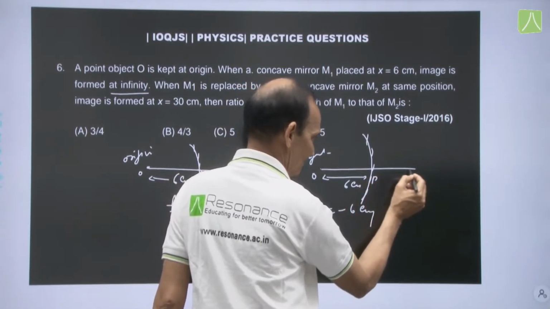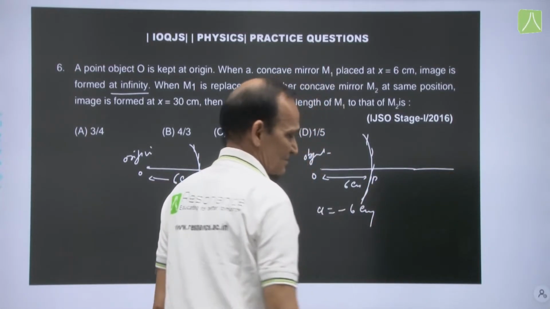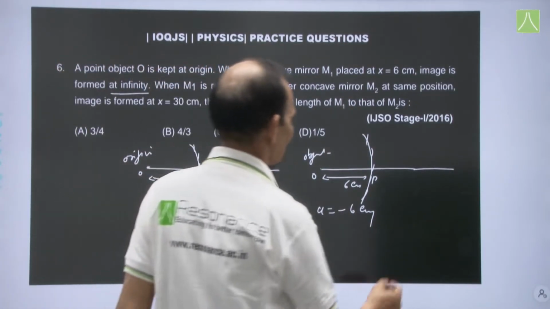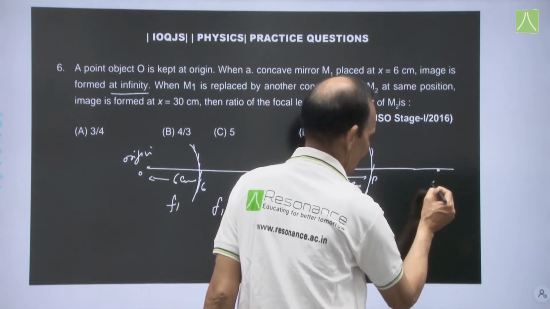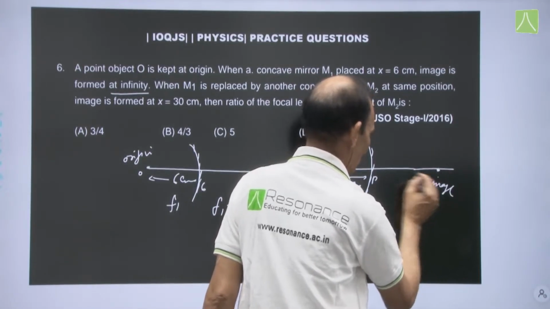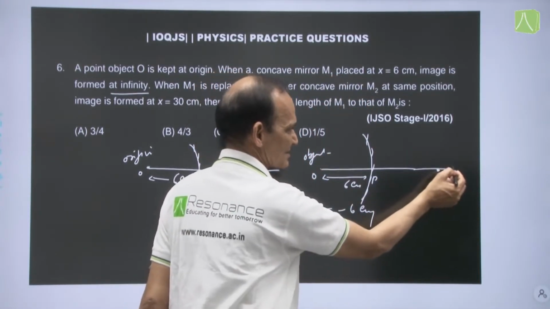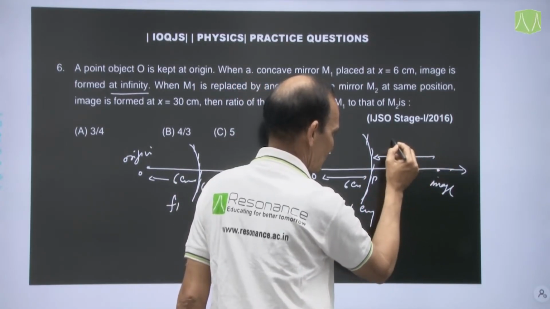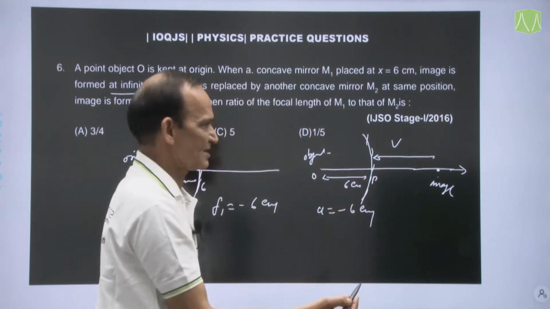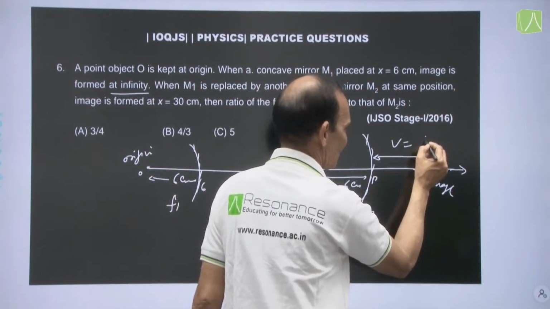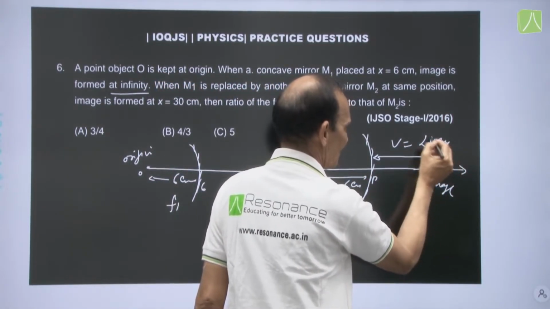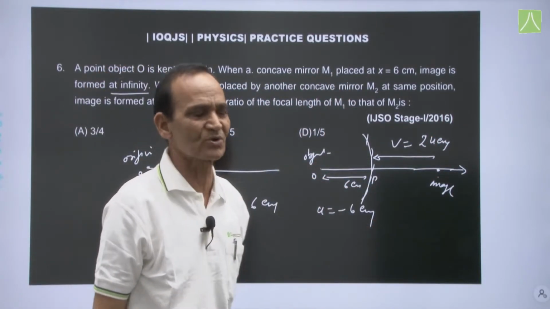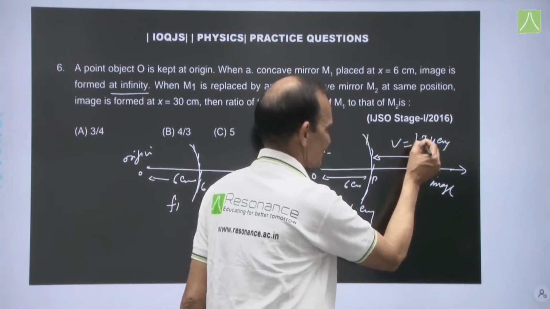This is the pole. And the image is formed at 30, not distance 30, it is a position, 30 towards this side, towards the x-axis. So think about it, it will be v. So v will be equal to 30 minus 6, that equals 24 centimeter. But the object is real, so the image will be virtual, it is plus.